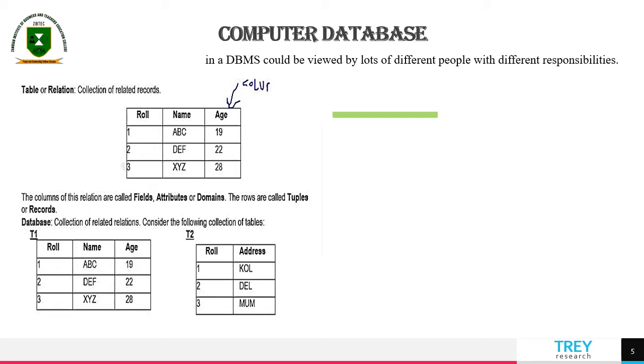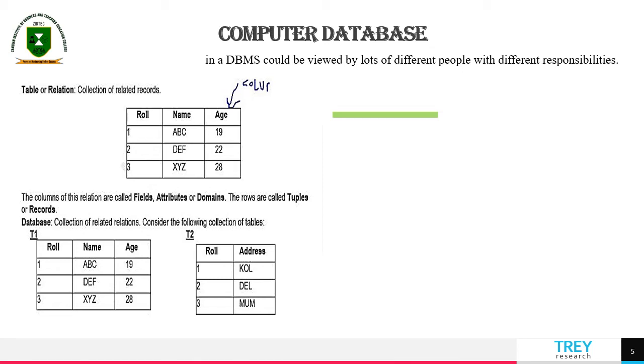So the columns of this relation are called fields. Like in mathematics, these are the three columns here. We call them columns. The other names we can say are also attributes or domains. The rows are called tuples or records. So the rows here, where there is row 1, 2, 3, we call these a row. So we are saying a database is a collection of related relations.